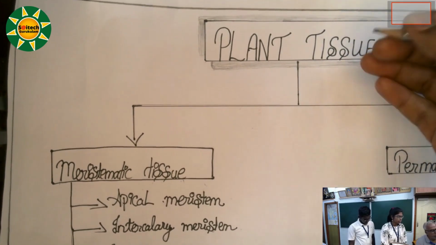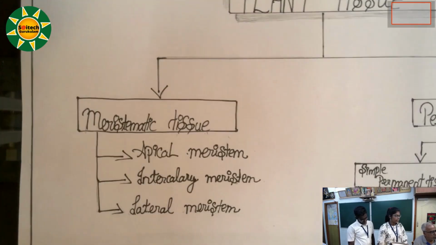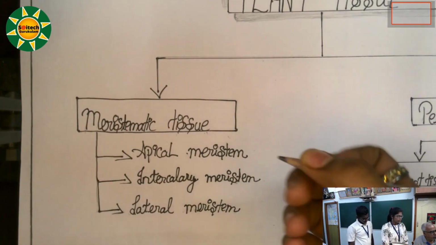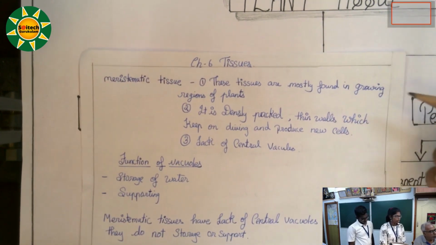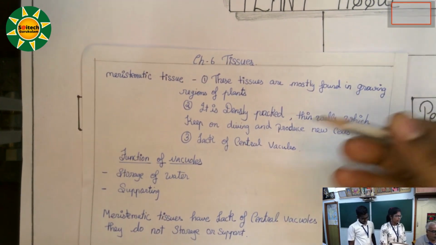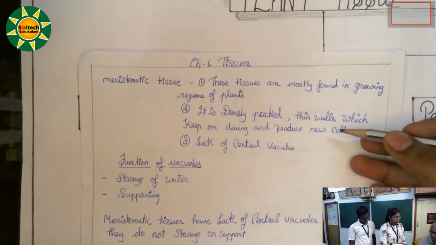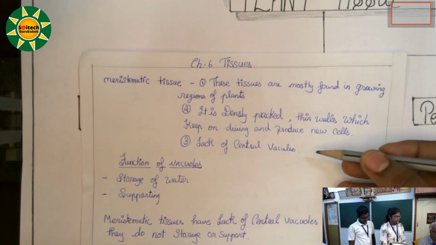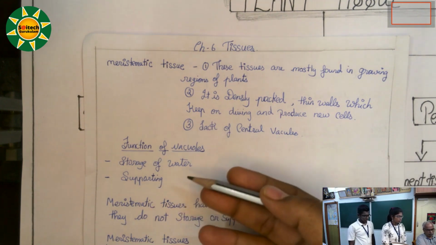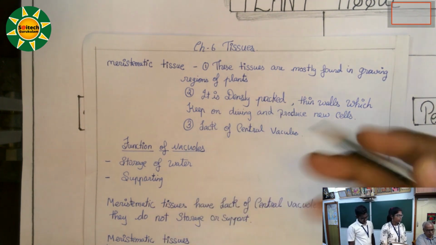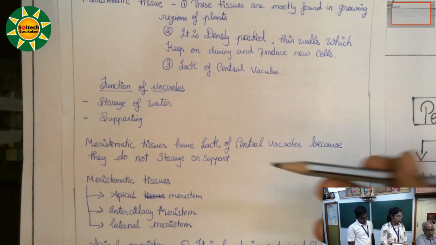So plant tissue is divided into two types, meristematic tissue and permanent tissue. Now let us see the meristematic tissue. These tissues are mostly found in growing regions of plants, and they are densely packed with thin walls, which keep on dividing and produce new cells, and they lack a central vacuole. So what are the functions of vacuoles? The functions of vacuoles are storage of water and support. Meristematic tissue does not have a central vacuole because they do not need to store or support.